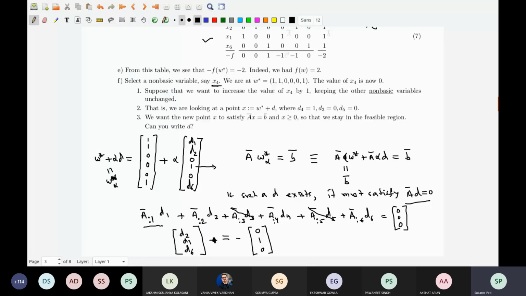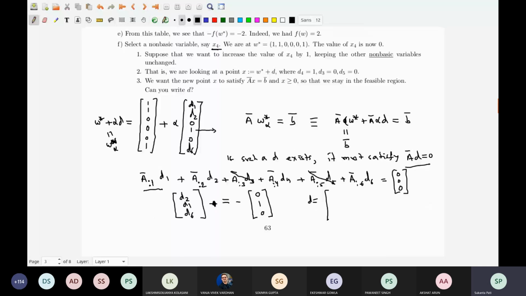What is your D now? D is obtained from here. What is the value of D2 and what is the value of D1? Now D1 is minus 1. So I write D1 as minus 1. The value of D2 I obtain from here is 0. D3 was already 0. D4 was 1. D5 was 0. What is the value of D6 from here? Now I get 0. So this is my D.